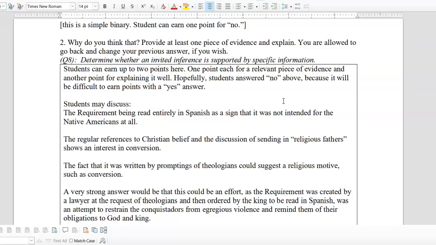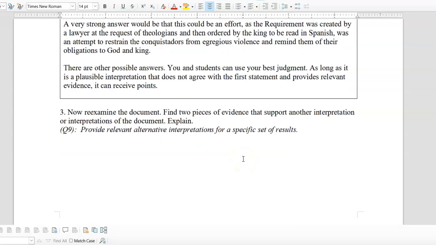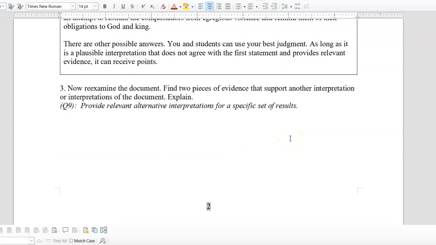Why do you think that why did this student think that this was whatever answer they give at the top, and how well do they explain that. So there's your 2 points, possible 2 points for that one. If you don't think they explained it well, then you don't give a point for that. But you have to explain in your answer whether you think it was explained well or not.